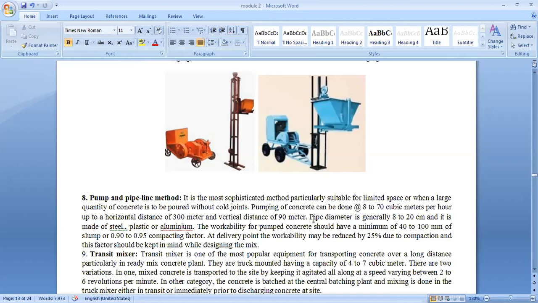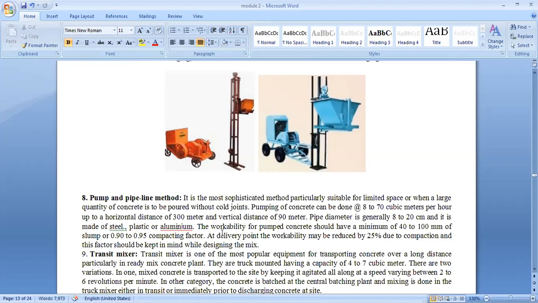This one is very important. The pipe diameter is generally 8 to 20 centimeters. The diameter should be large because the aggregate size is also large in the concrete. So based on that, you need to select the pipe diameter, and the pipe may be made of steel, plastic, or aluminum.